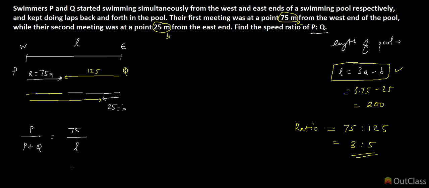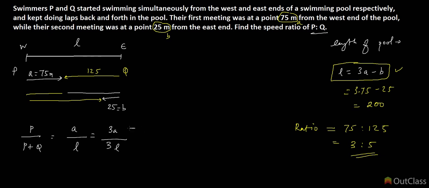This is for the first meeting. For the second meeting, notice that the combined distance is 3 times the length of the track, right? So the combined distance swum by the two people is 3L, and the distance swum by P should also be 3 times 75 because of direct proportion. I'll just replace the 75 with a, so you'll directly get the formula. P has swum a in the same time that P plus Q has swum L for the first meeting. For the second meeting, P plus Q's combined distance is 3L, so P's distance should have been 3a.